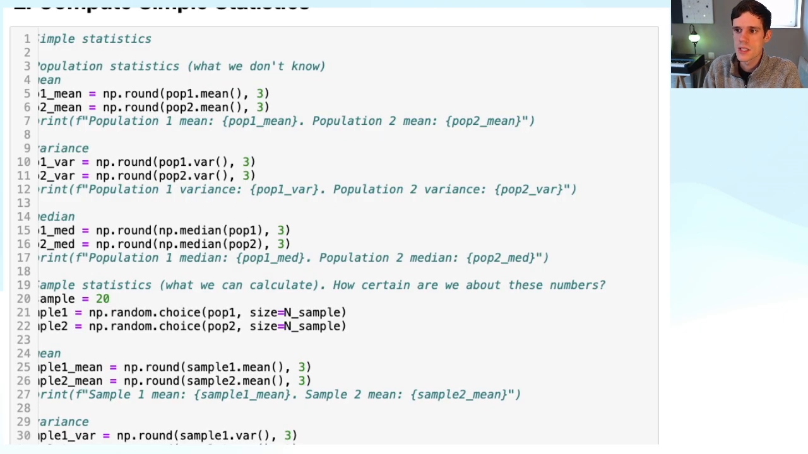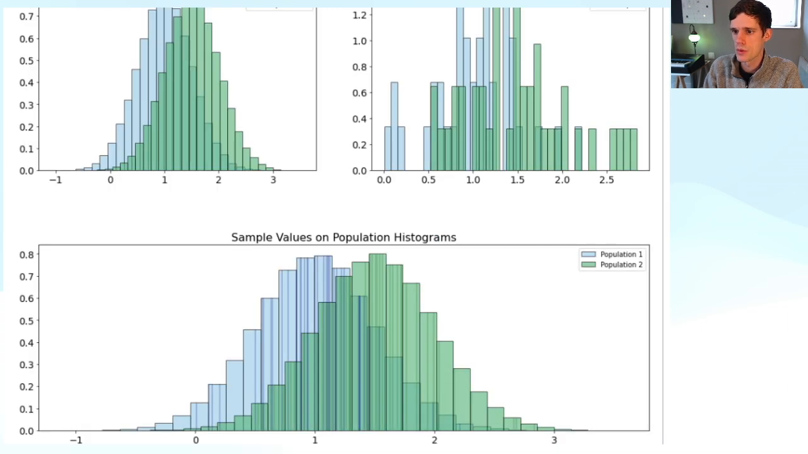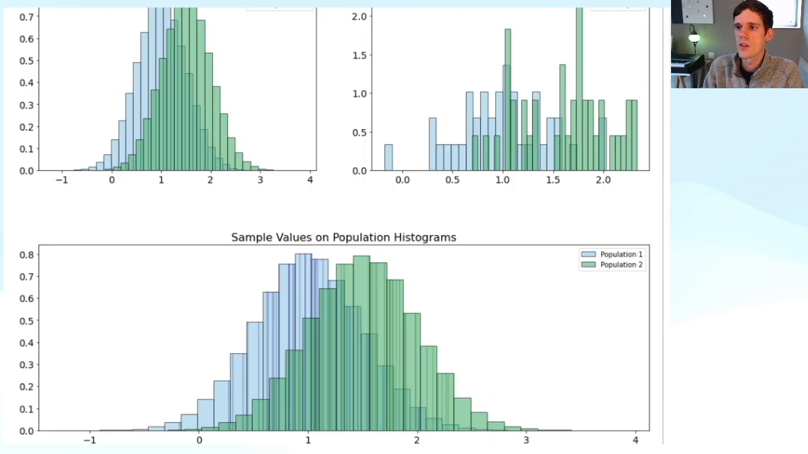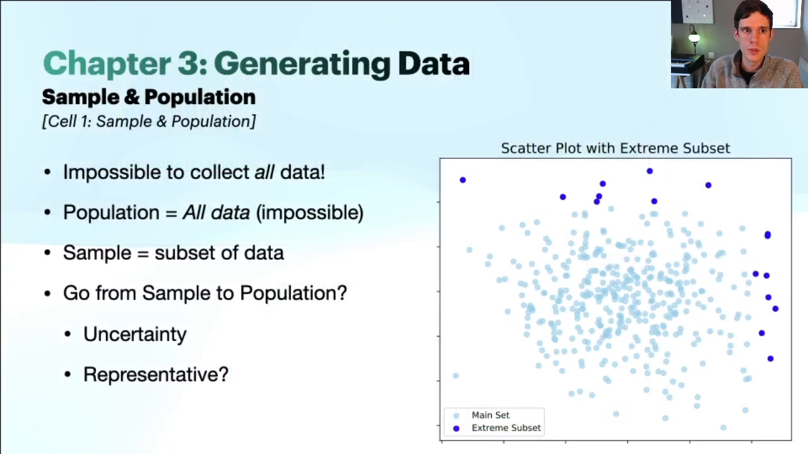And we can see this in action by just running the cell over and over again. Here again, we see that most of the sample data points represented by these vertical lines are coming from the bulk of the population histogram. If we run it again and again, we see that this is almost always the case. So let's now go back to the slides and conclude this lesson.